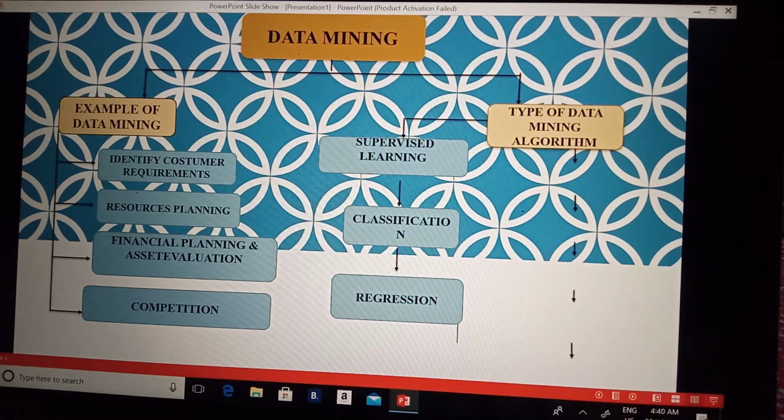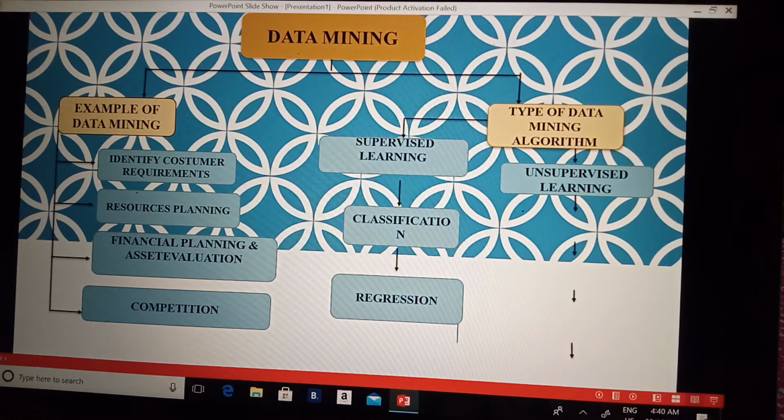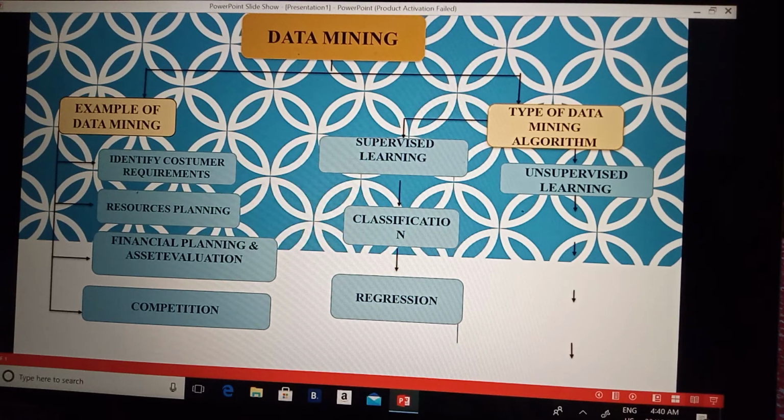The other type of data mining algorithm is called unsupervised learning. As I define this, it is unlabeled data that the algorithm tries to make sense of by extracting features and patterns on its own. An example is finding customer segments.